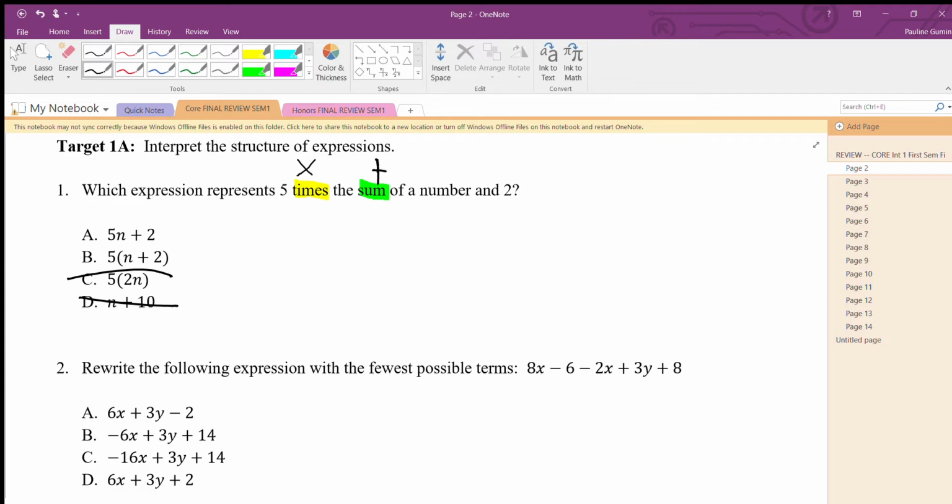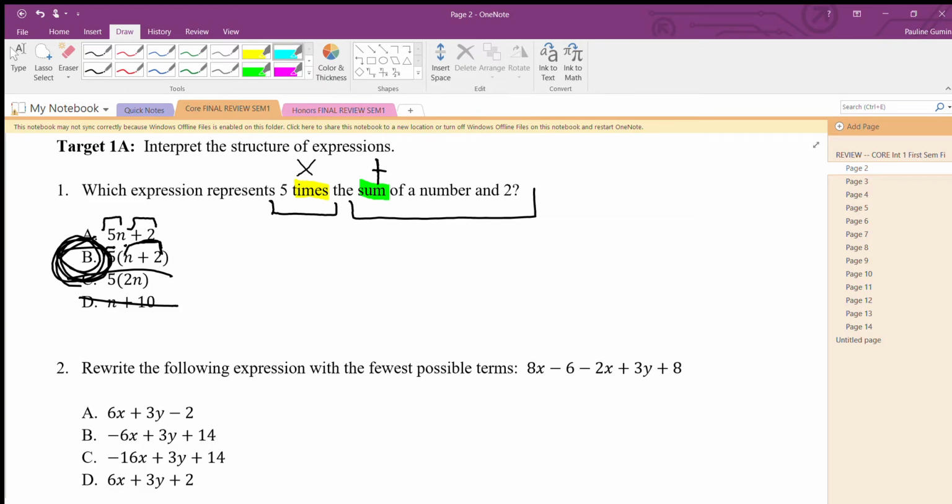I look at expression A and B and decide which one looks the same as the question being asked. Now, letter A, when I read this out loud, we have 5 times n plus 2. Letter B, it's 5 times n plus 2. So that sounds the most like 5 times the sum of a number and 2. So let's go with letter B.